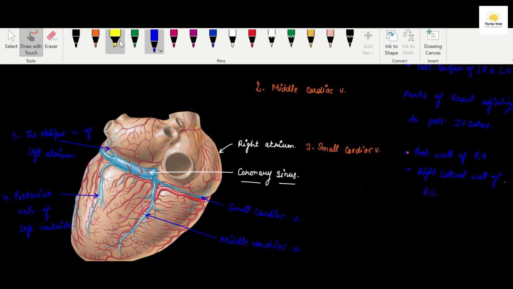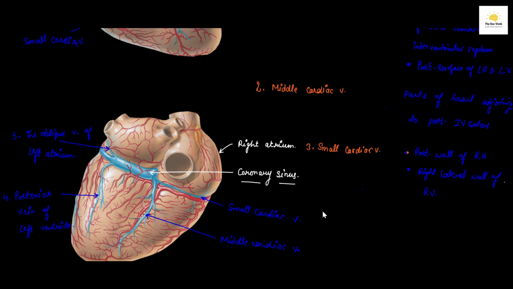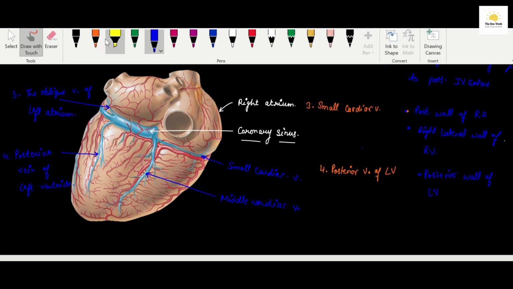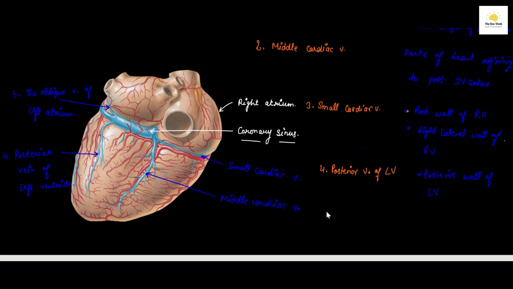And the fourth one we studied here was the posterior vein of the left ventricle. The posterior vein of the left ventricle receives blood from the posterior part of the left ventricle, so the posterior wall of the left ventricle. Understood?